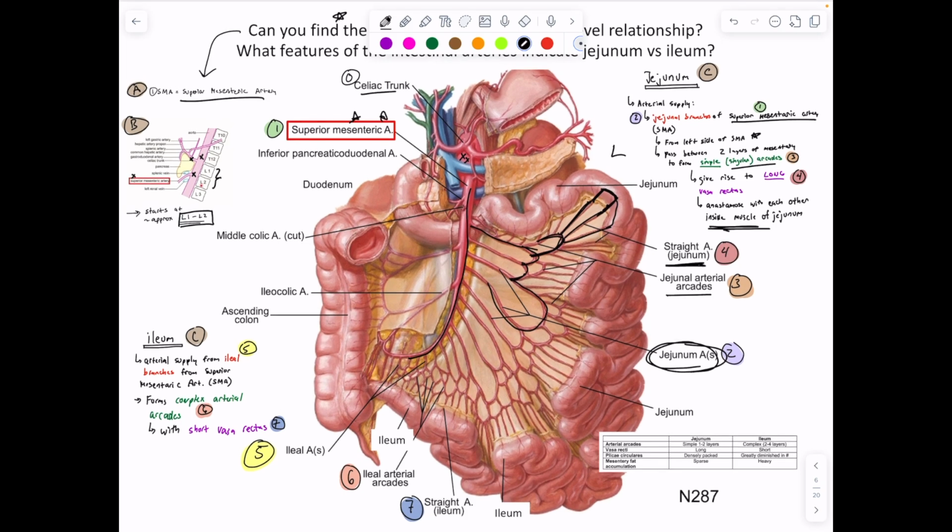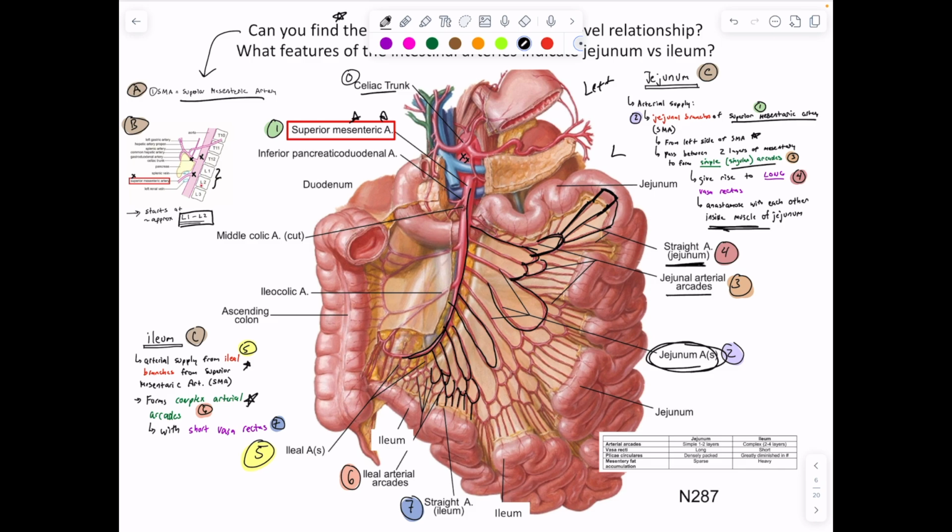Okay, for the ileum, it's pretty much exactly the same. Instead of jejunal branches, you have ileal branches from the superior mesenteric artery. So you can see these branches here are coming off of the superior mesenteric artery, again, on the left-hand side. This is left. And they are forming complex arterial arcades, which you can see here, right? There's many, many layers. It's not just like 1 or 2 over here. And then those lead to relatively short vasa recta overall.